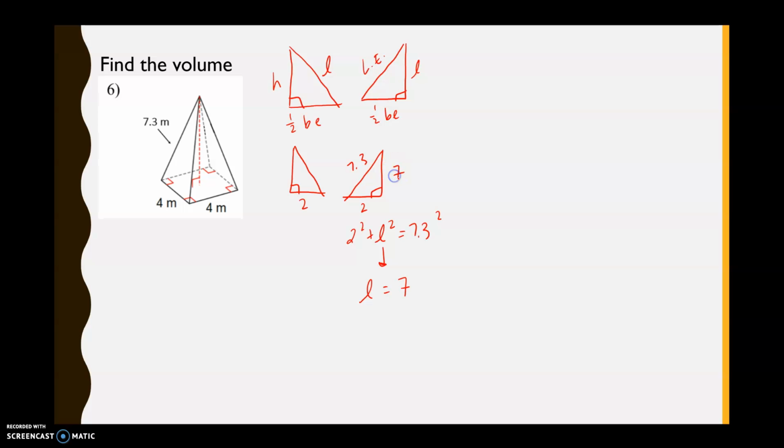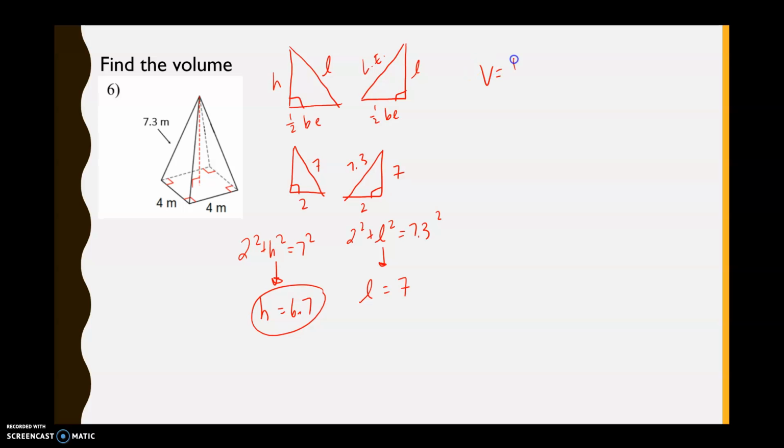So 7 is going to go here, but again, my slant height is the same. This leg is going to be the same as the hypotenuse on this triangle. So this is going to be 7. And now here, I'm going to use the Pythagorean theorem to figure out what my height is. So I'm going to have 2 squared plus my height squared is equal to 7 squared. And once I solve this, I'm going to get h to be 6.7.